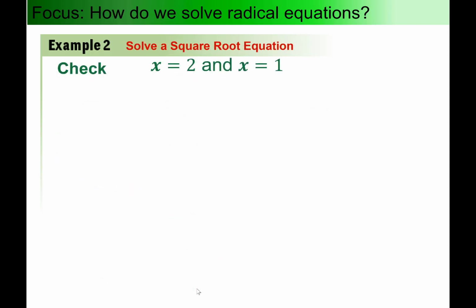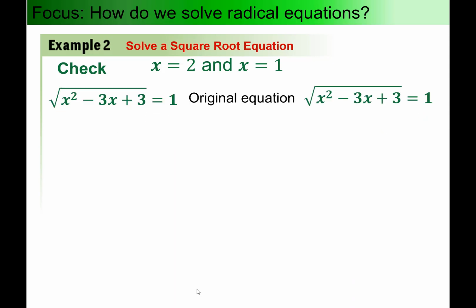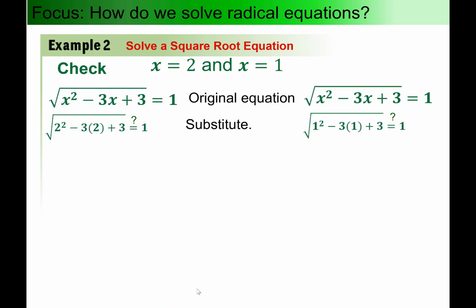We're going to check both solutions. So we take the original equation, we substitute in the values that we found. So over here I'm going to check 2, and over here I'm going to check 1. So when we simplify, 2 squared is 4, -3 times 2 is -6. And we see that we have the square root of 4 minus 6 plus 3 gives us 1. And the square root of 1 is 1.